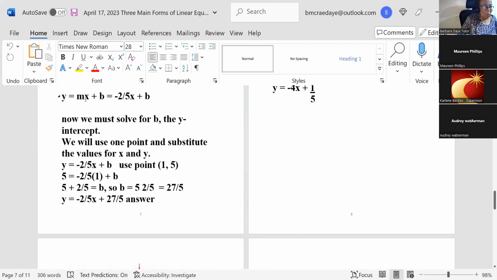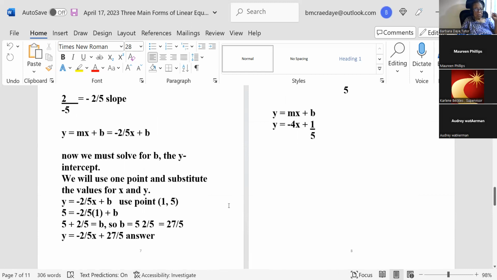So we take this y equals -2/5 x plus b, put 5 for the y, put 1 for the x, and now we have only one unknown, and that's the b. We can solve that, and b equals 27/5. So y equals mx plus b is y equals slope -2/5 x plus y-intercept 27/5.